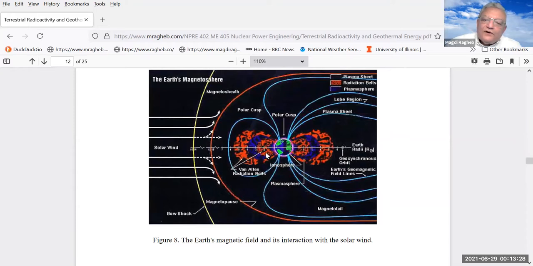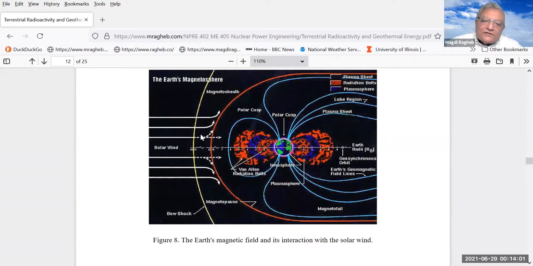Otherwise, those particles will hit the Earth's ocean, the Earth's surface, they'll evaporate the ocean, they'll evaporate the atmosphere, and there won't be any life on Earth. So radioactivity generating the Earth's magnetic field protects the Earth from the solar wind. And we can say that we owe life to a nuclear process of fusion above our heads from our star, the sun, as well as to radioactivity occurring in the Earth under our feet.